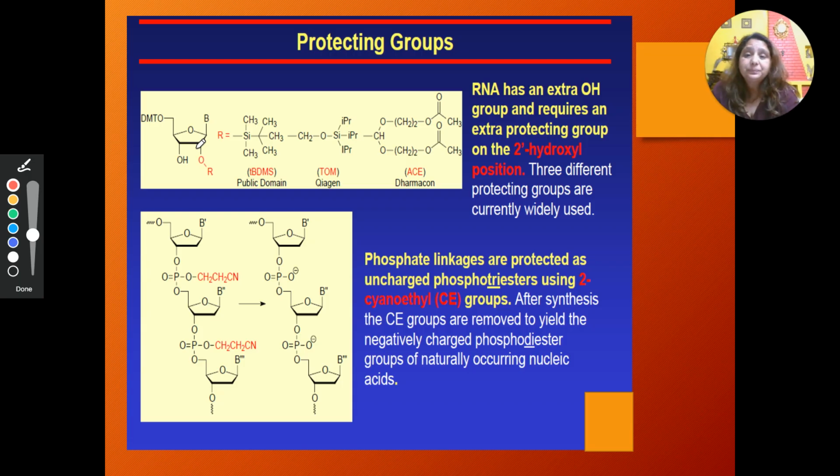So this also needs protection. Therefore, RNA requires one extra protective group as compared to DNA, and R here stands for this protective group. And R can be this, or this, or this. Different companies supply different types of protective groups. So you have to remember that widely 3 types of protective groups are used for RNA, apart from the common protective group which is generally used at the 5th OH group. Okay, so that is for RNA.